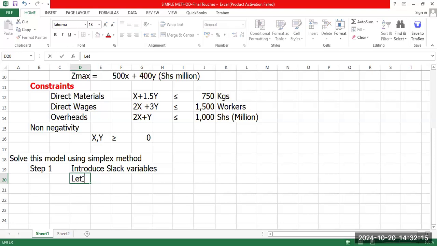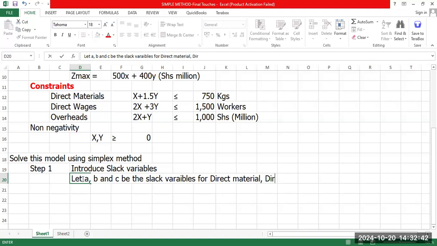So you say let S, you can call it A, B, and C be the slack variables. The first one is for direct material. Next is direct wages. And the last one is overheads, respectively.